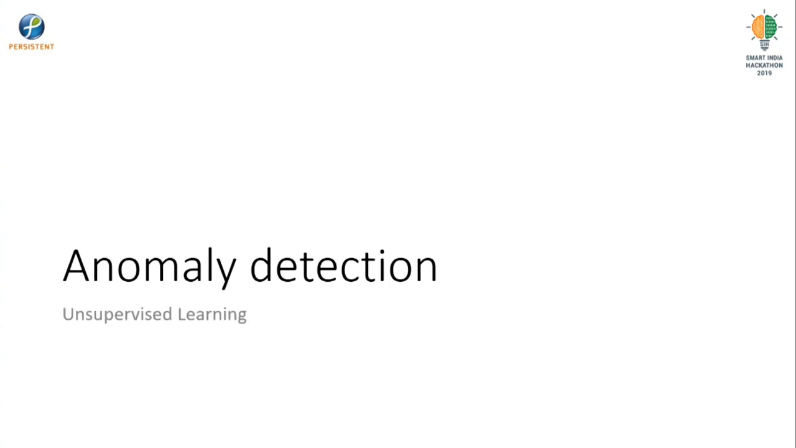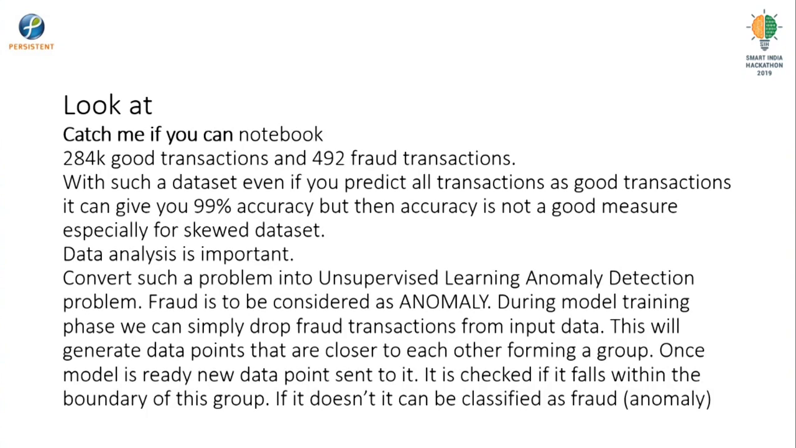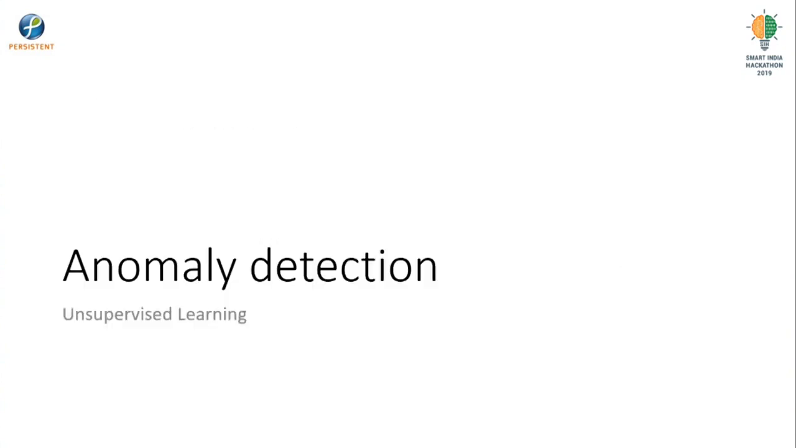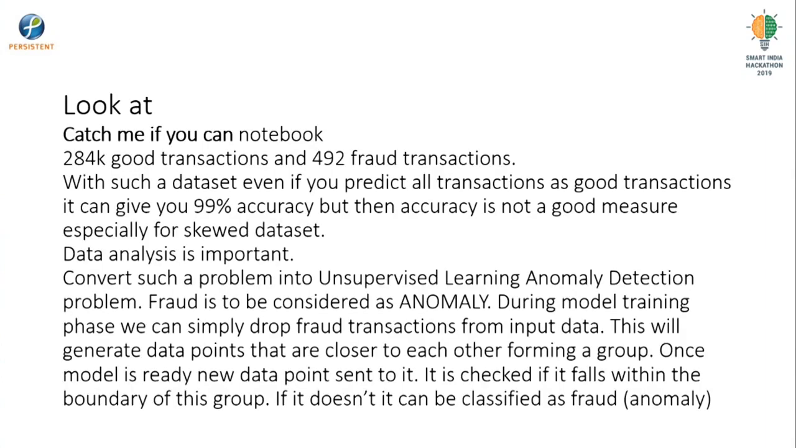Anomaly detection. Unsupervised learning also contains one area called anomaly detection. And what is an anomaly, by the way? An anomaly is something that is not normal. So, let's look at the Catch Me If You Can notebook: 284K good transactions and 492 fraud transactions. With such a data set, even if you predict all transactions as good transactions, it can give you 99% accuracy. So, I will open that notebook and show it to you.